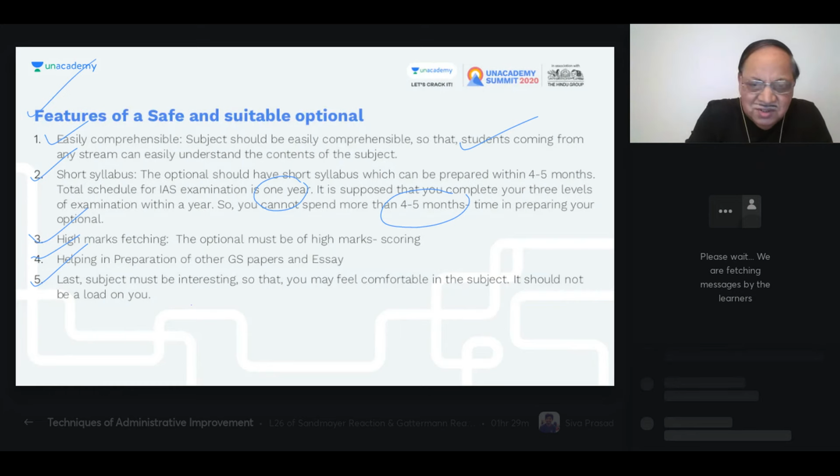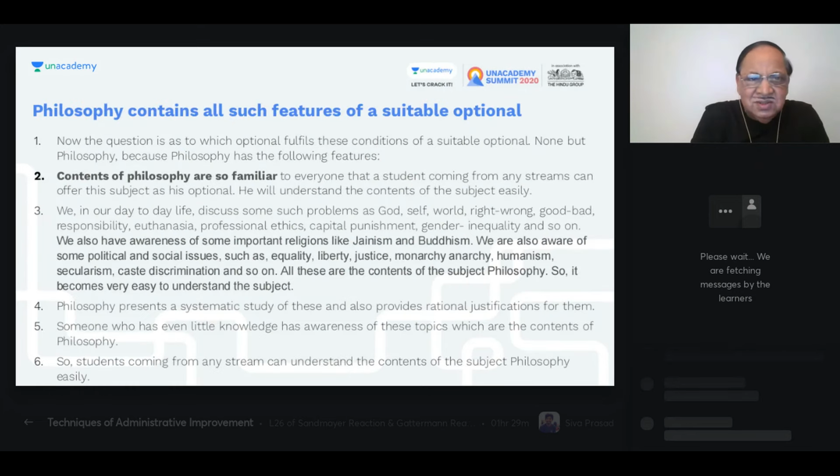So the question is, which optional fulfills these 5 conditions? This will be your question now. The answer will be none but philosophy. None but philosophy. It is only philosophy that fulfills all these conditions which I have laid down, and which all of you know. Only philosophy can fulfill these conditions of a most suitable optional for guaranteed success in the Civil Services Examination.